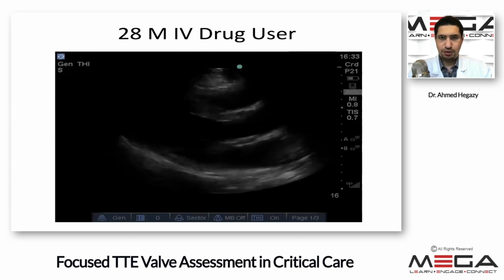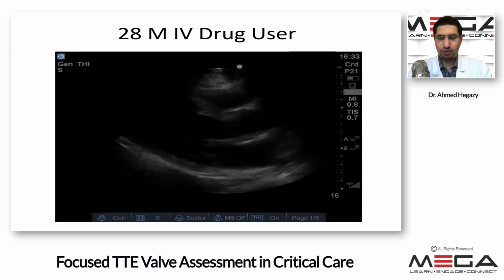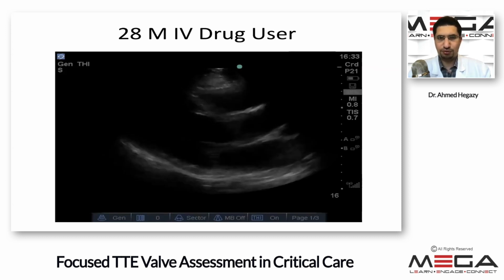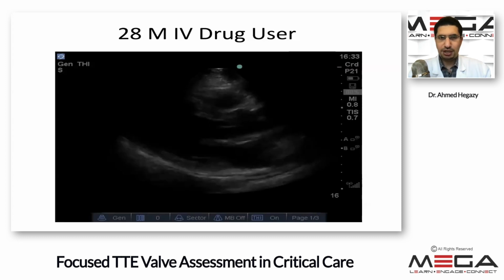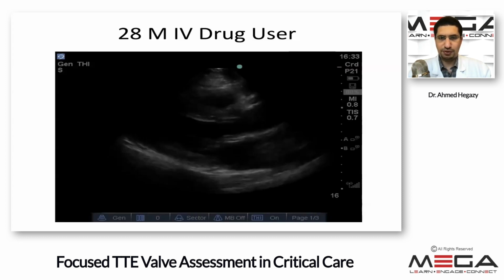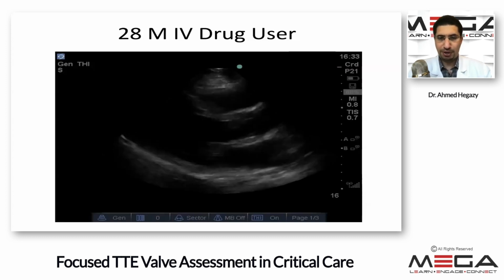Now, obviously, when you're thinking, okay, this is a gentleman who's using IV drugs, presenting with a fever, shortness of breath, your index of suspicion goes up, definitely for infective endocarditis. This patient at this point was intubated and was transferred to us up in the ICU. And in the ICU, we did a point of care ultrasound.